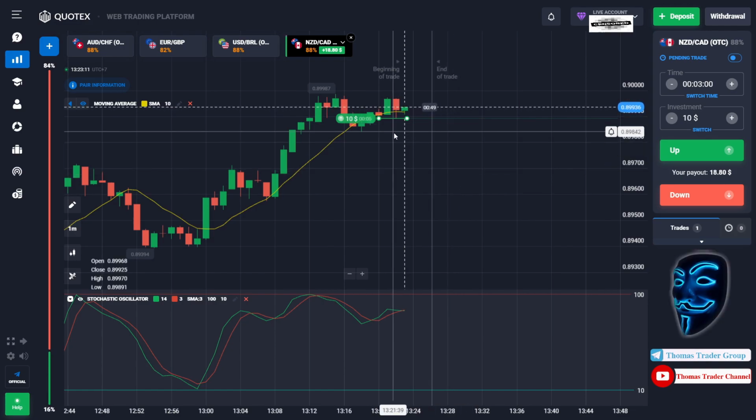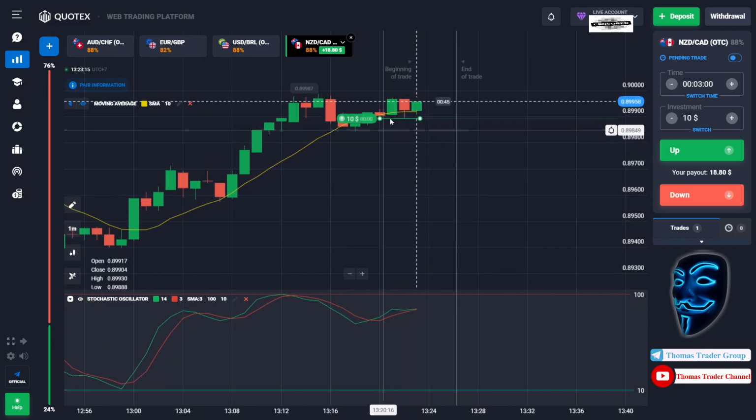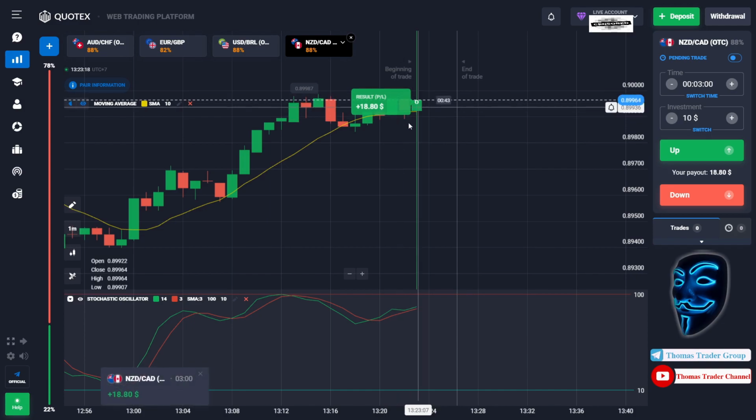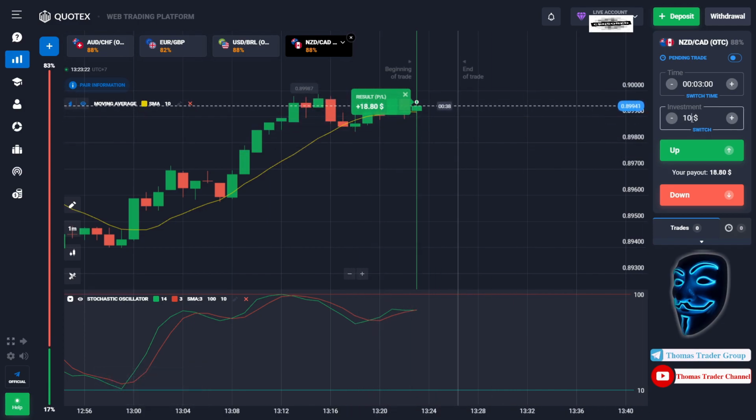Five seconds left and we made a right prediction over here. We made a profit of $18, and let's change our investment into $18 and let's find the other market.